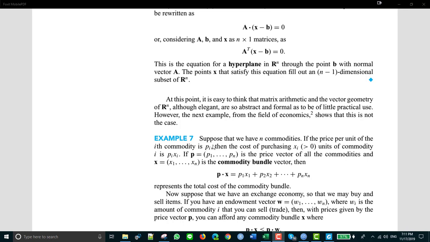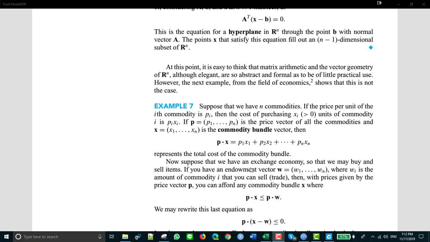If we denote the price of the ith commodity as p sub i, then the cost of purchasing x sub i units of that commodity is p sub i times x sub i. Let's say coffee costs $10 per pound, and you want to buy 5 pounds of it. Then the cost is 5 times 10, which is 50. So we can define the commodity bundle cost as p dot x, because it's this plus this plus this. It's the cost of buying all of those, which is called the commodity bundle.